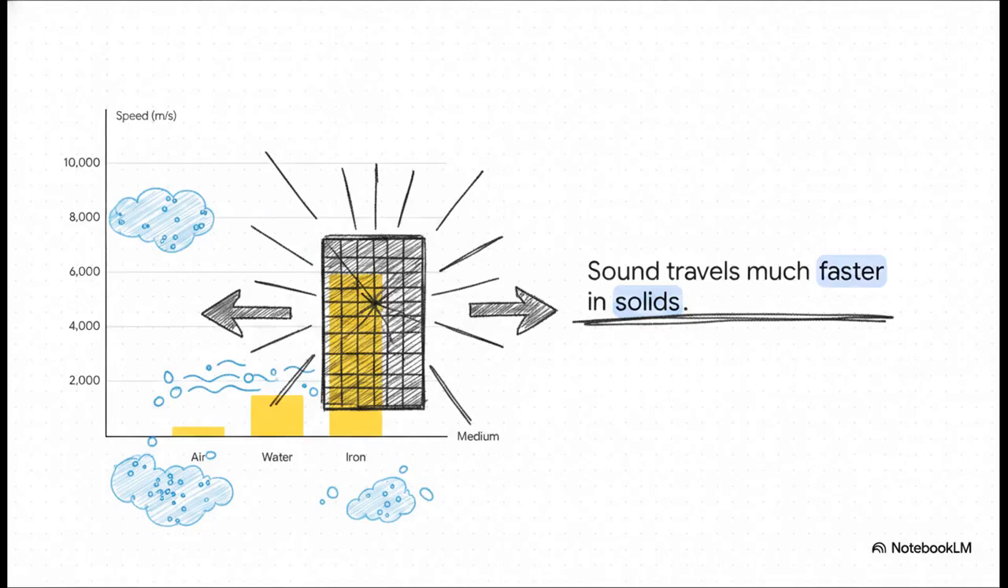Now, what's truly fascinating here is the massive jump in speed across different mediums. In air at 0 degrees Celsius, sound travels at 331 meters per second. But in water, it jumps all the way up to 1,493 meters per second. And in solid iron, it absolutely skyrockets to 5,950 meters per second. I mean, wow. Why does it do that? Well, because the particles in liquids and solids are packed so much tighter than they are in gases. This means the vibrational energy can transfer much faster from one closely packed particle to the next one over.